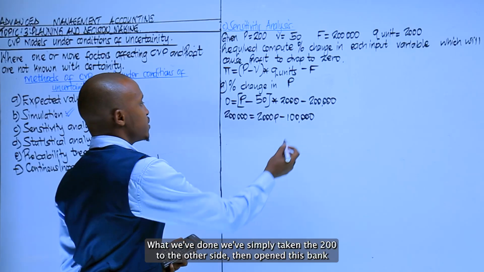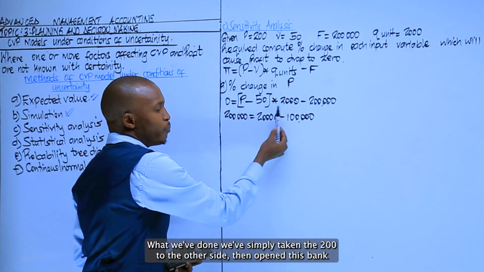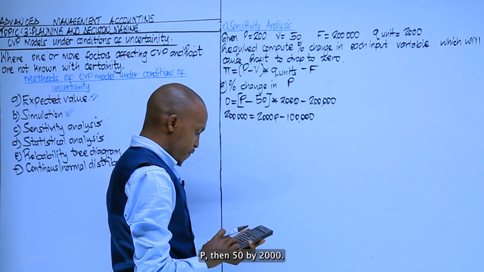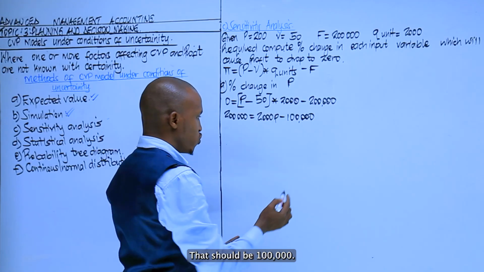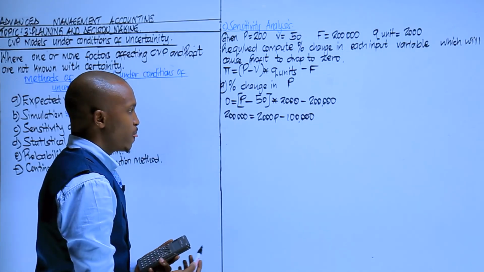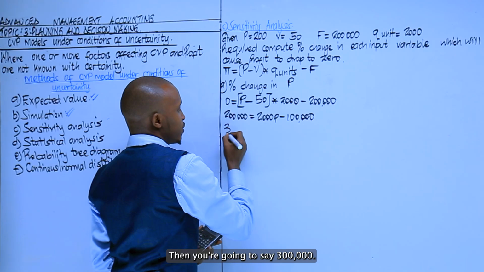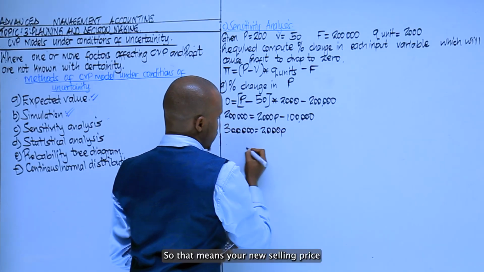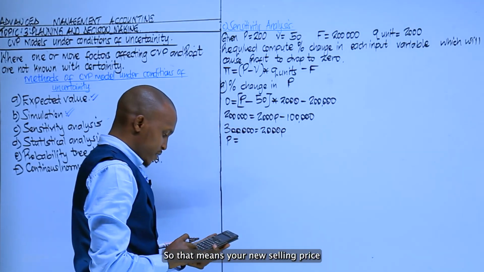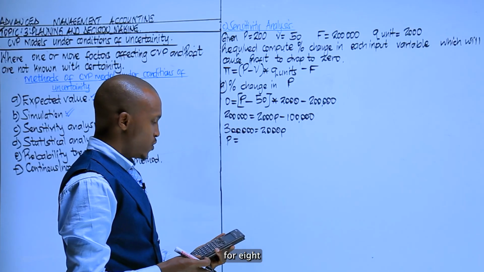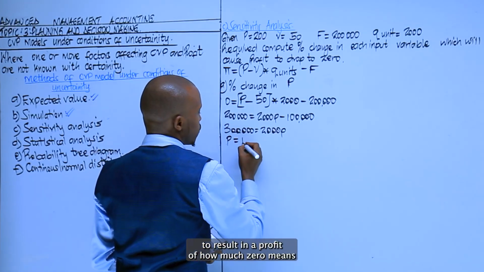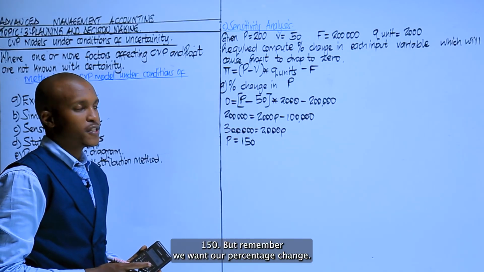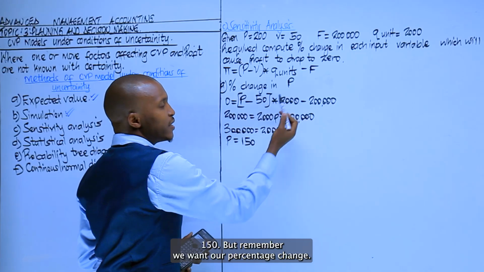What we've done, we've simply taken 200,000 to the other side, then opened this bracket by taking 2,000 by P, that is 2,000 P, then 50 by 2,000, that should be 100,000. Then you're going to say 300,000 is equal to 2,000 P. So that means your new selling price for it to result in a profit of 0 will be 150. But remember, we want our percentage change.